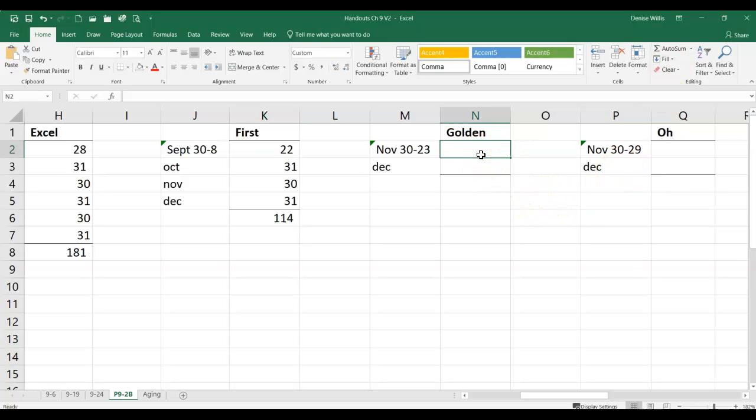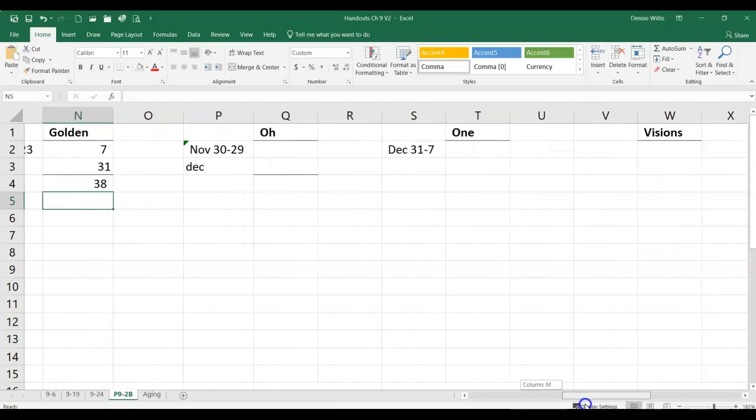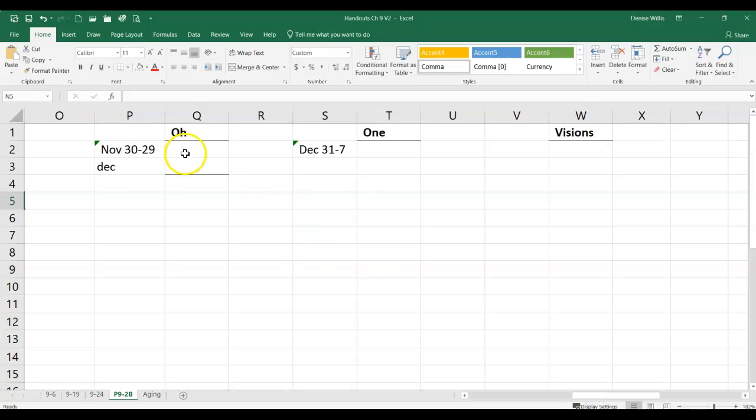Golden was due on the 23rd of November. Okay, 30 days in November minus 23. It was 7 days past due at the end of November. There are 31 days in December. Altogether, it is 38 days past due. Oh, that hair. Okay, it was due on the 29th of November. There are 30 days in November, so at the end of November, it was 1 day past due.